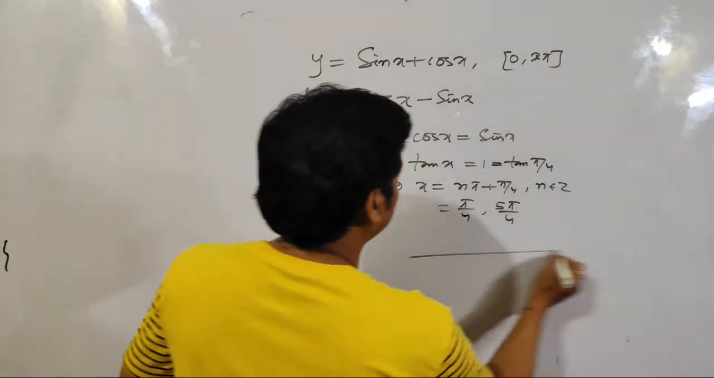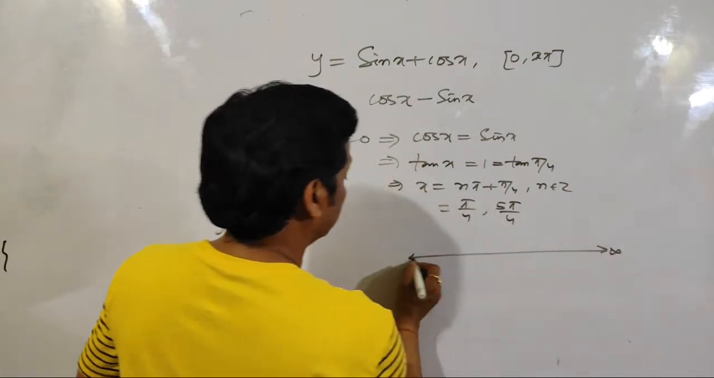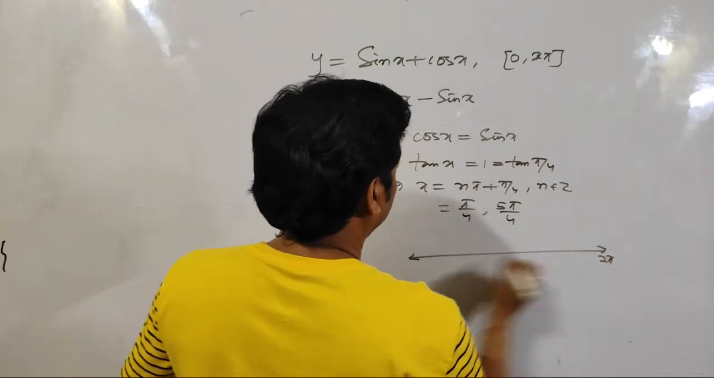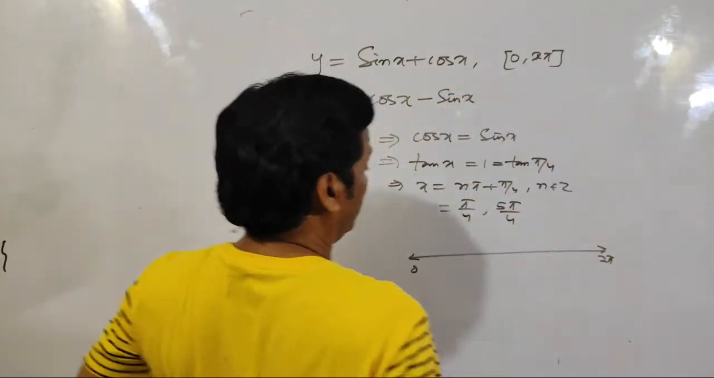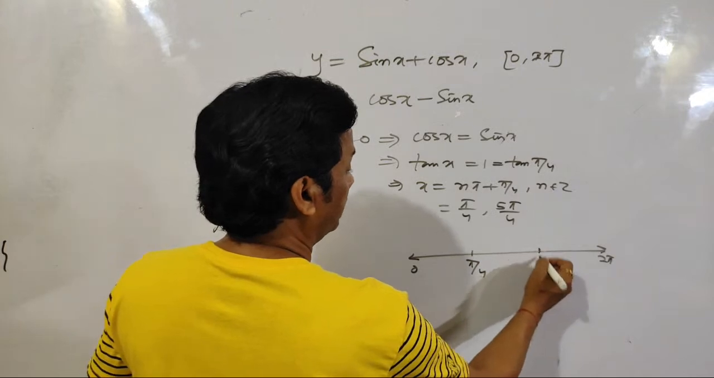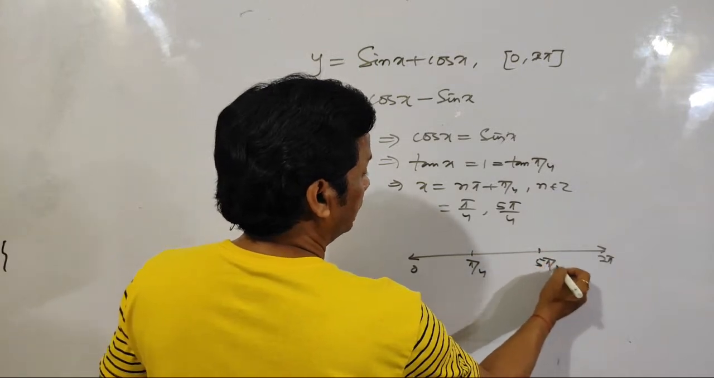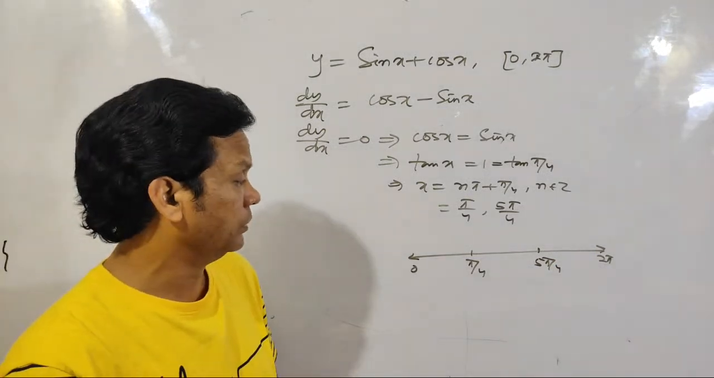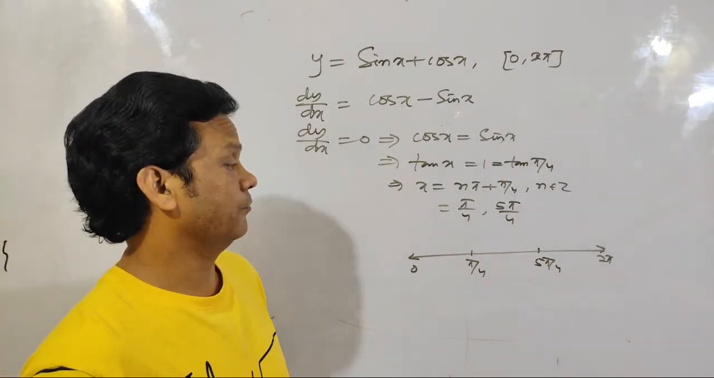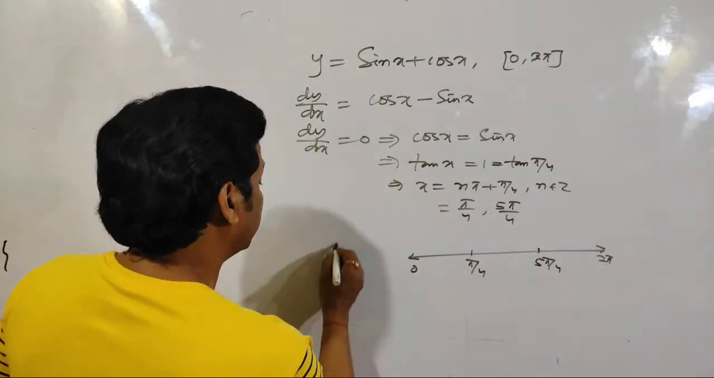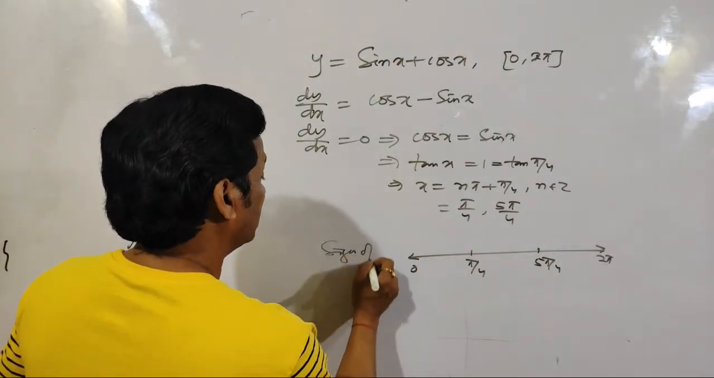So simply take the number line. This is 2 pi, and this is 0 because it is given 0 to 2 pi. And these are the 2 points where the derivative is 0, pi by 4 and 5 pi by 4. Now, let us check. In this interval, what is the value of the derivative? That means sign of dy by dx.